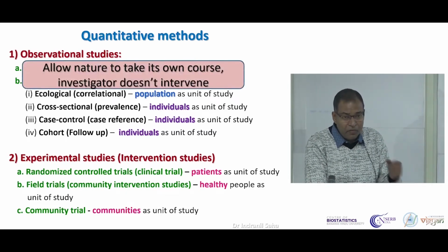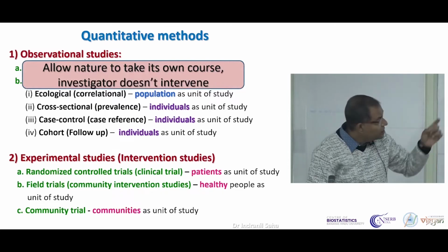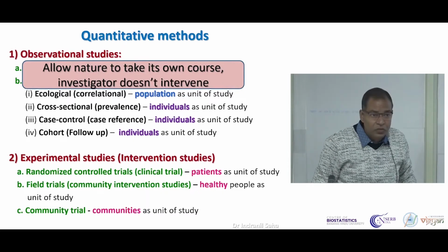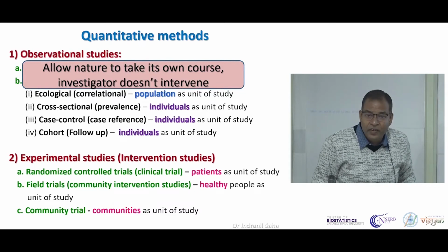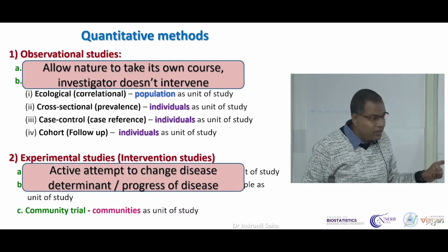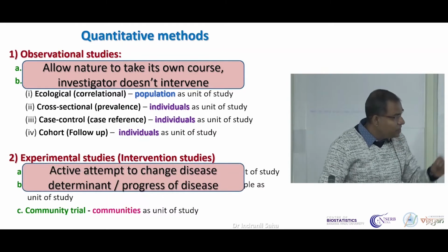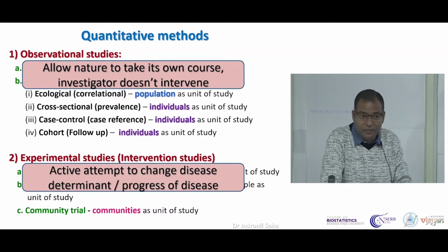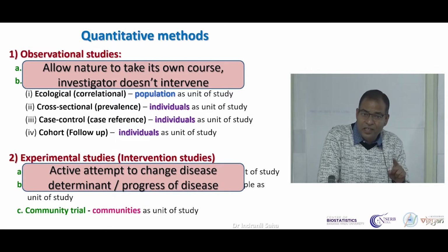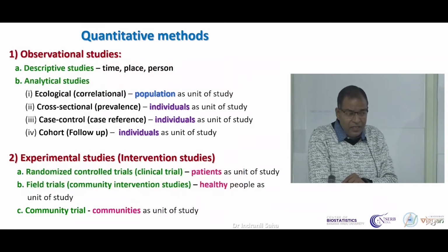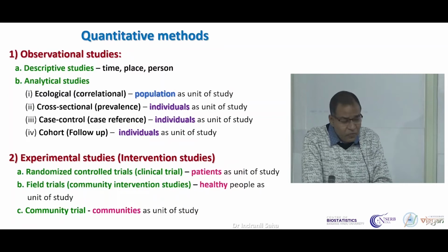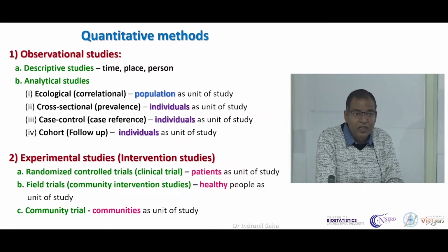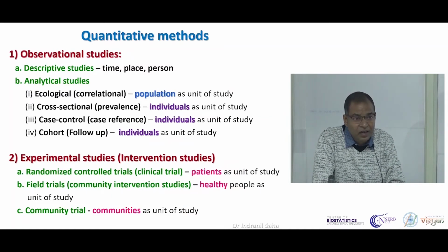So in descriptive observational studies, the investigators allow nature to take its own course. So investigator does not intervene. But in case of the experimental studies, you see, active attempt is made to change the disease determinant or progress of the disease. Is this clear? Now, observational studies, they are divided into two types. One is the descriptive studies and second one is the analytical studies. In the very beginning, I have told you already.